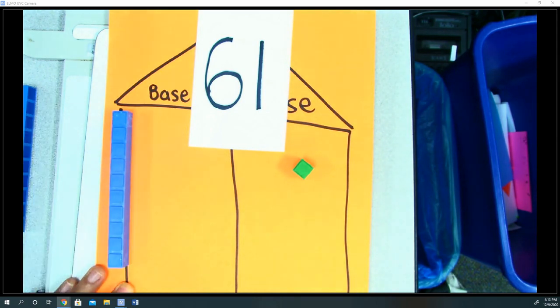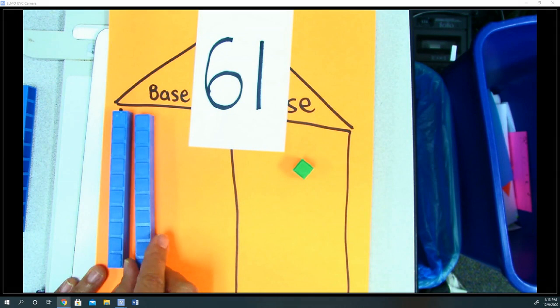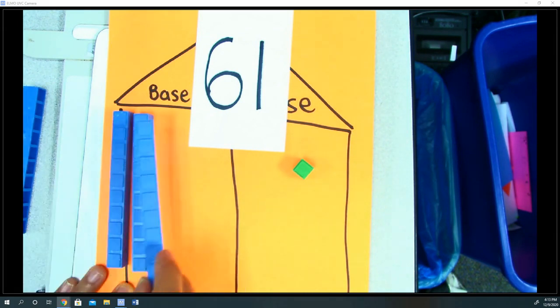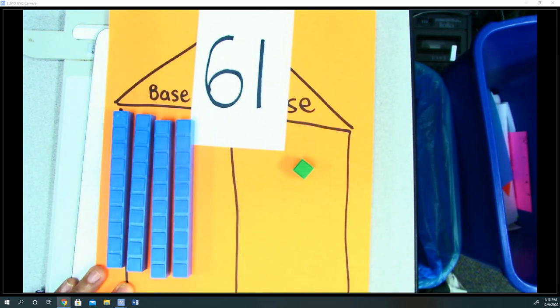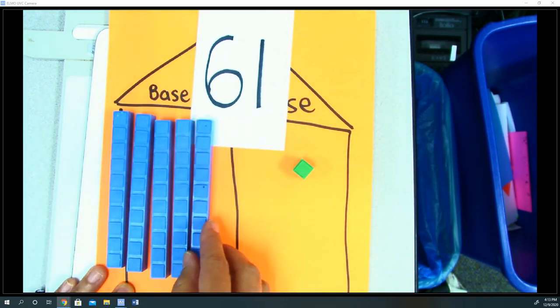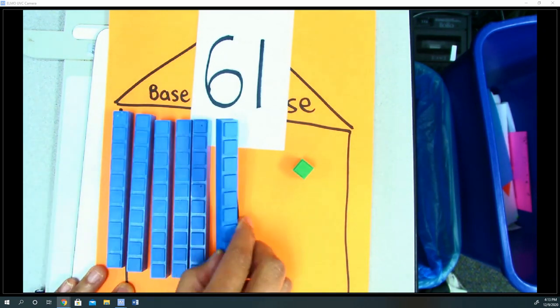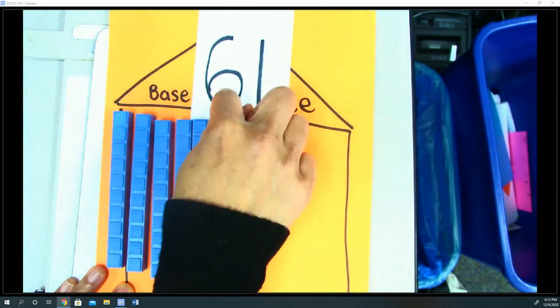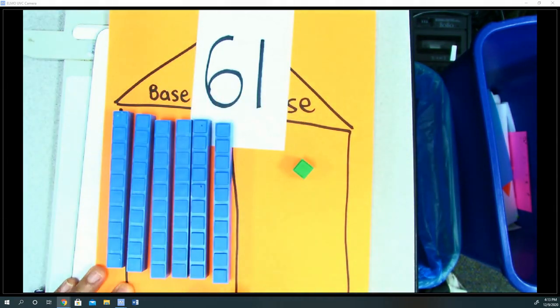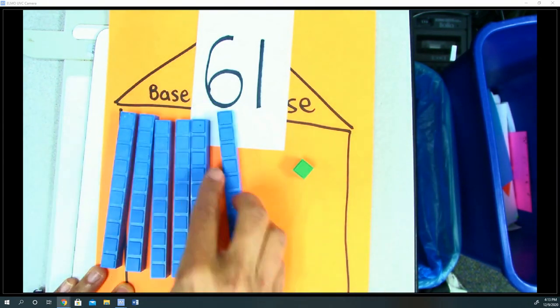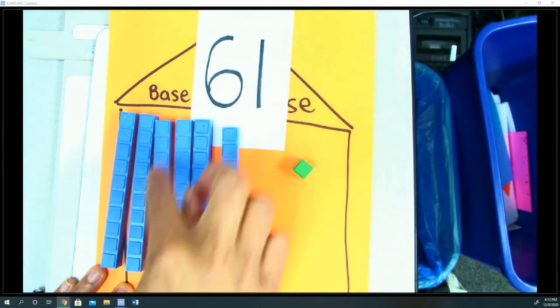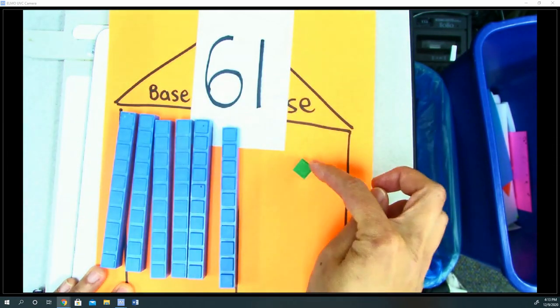Here's 10, right? 20, 30, 40, 50, 60. Are there 6 groups of 10? 1, 2, 3, 4, 5, 6. There are 6 groups of 10, right? 6 groups of 10 and 1 extra 1.